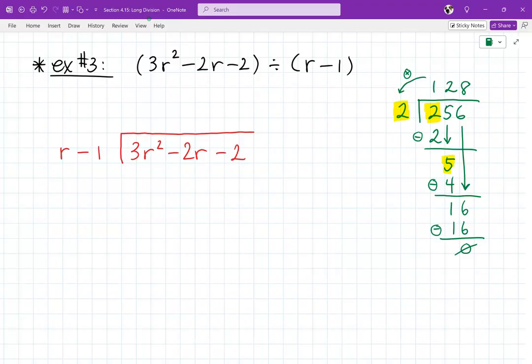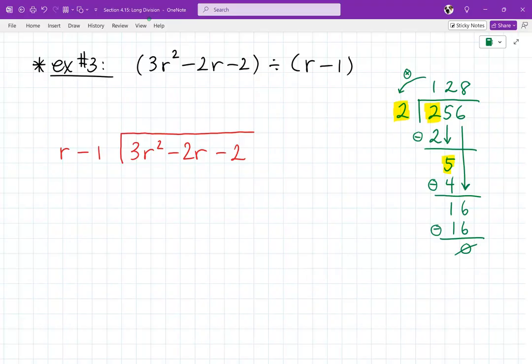This is what you guys used to do. Right? I don't know what grade. 4th grade, 5th grade. I have no idea when they do this with you guys. Okay? Maybe 3rd. I don't know. But the process is still the same. We're going to focus on the first terms. We're going to ask ourselves, how many times can this fit into that?